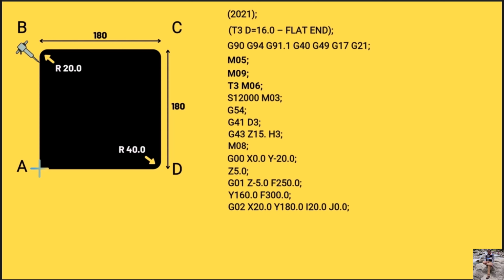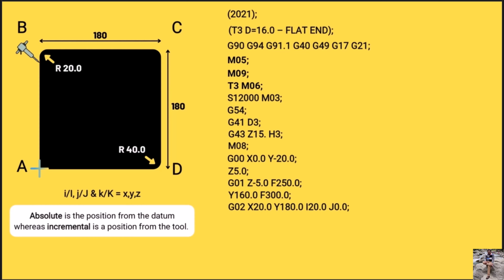So, where our tool was at the start of the radius, we take the center point of the radius as an incremental move. So the incremental move along the x-axis would be in I, because I, J and K represent X, Y and Z in G code. This would be a plus direction because it is to the right of the cutter and the dimension is taken from the cutter and not the datum. Now remember, absolute is the position from the datum, whereas incremental is a position from the tool.